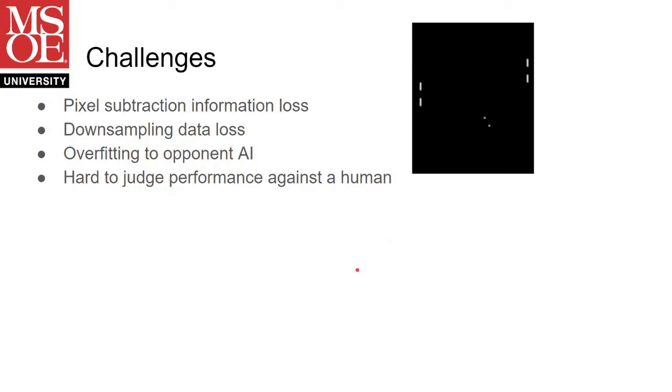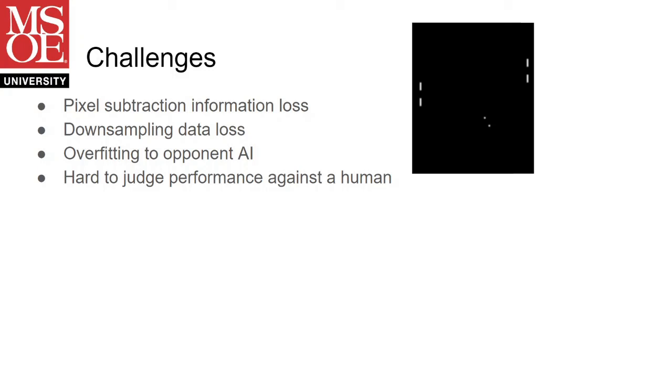So we actually ran into quite a few challenges with this approach, which was surprising at first because the environment is really simple, but it's actually these simplifications that cause some interesting issues. So the pixel subtraction information loss was a big one. Since you're subtracting each frame from the previous frame, you're inherently losing information, and some of that information is actually pretty important.